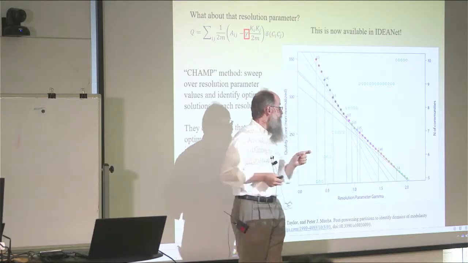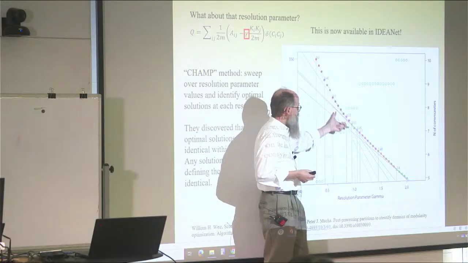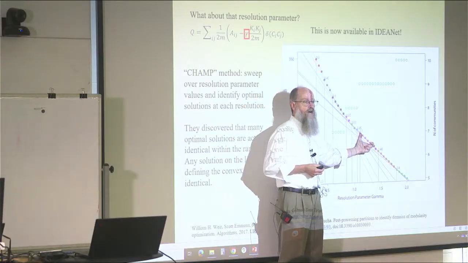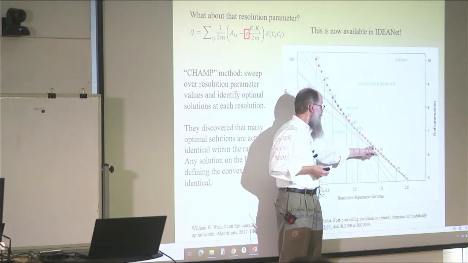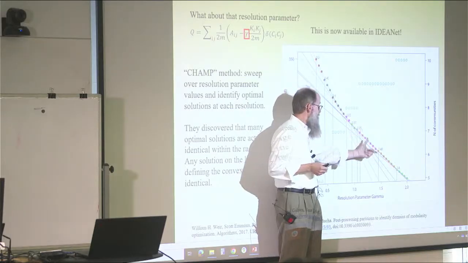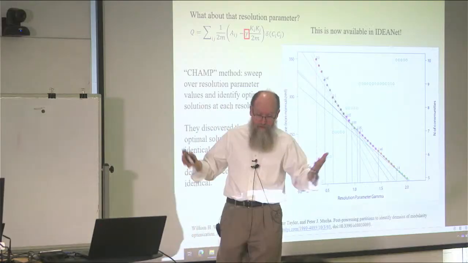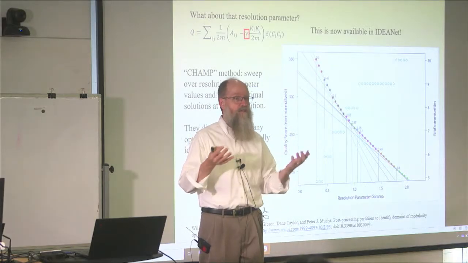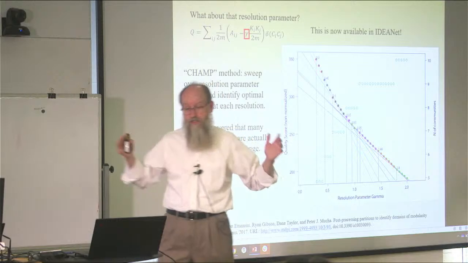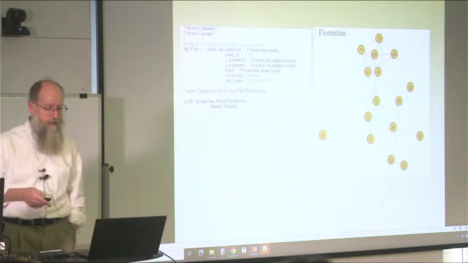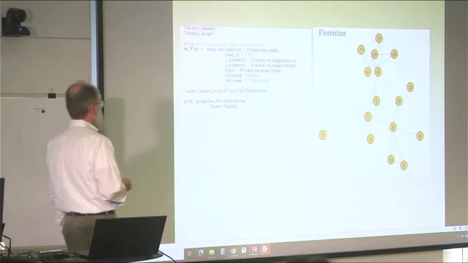Moreover, it turns out that many of these partitions are identical because they fall on the same line. So you think they're different partitions, but they in fact match each other exactly. And so what you think is 1,000 different partitions are in fact a dozen different partitions that you need to look at. So this narrows the set of things you can look at. So what does that look like? What do I mean by that?